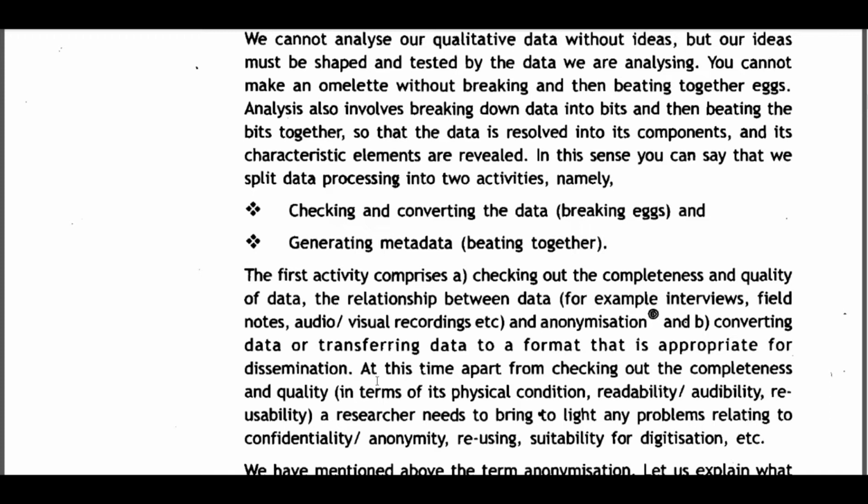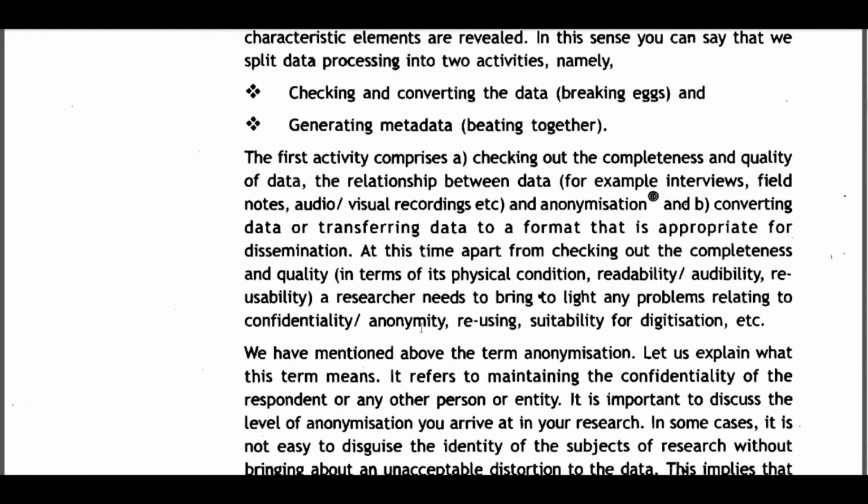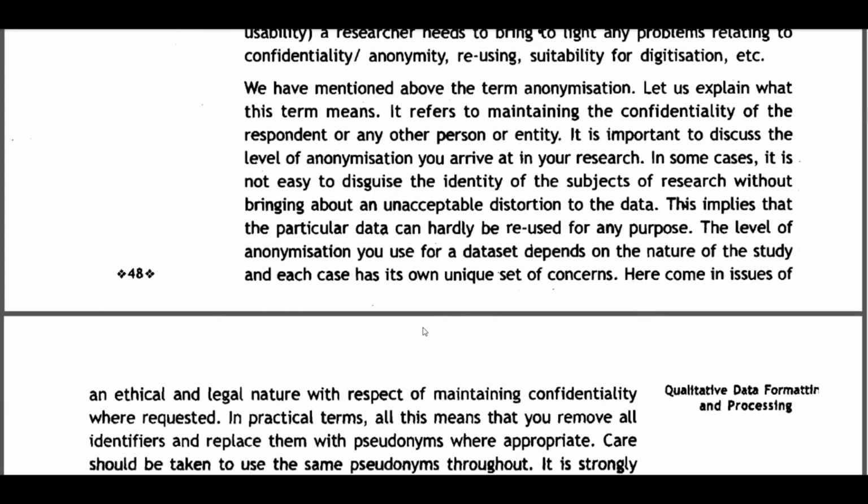At this time, apart from checking out the completeness and quality in terms of physical condition, readability, audibility, reusability, a researcher needs to bring to light any problems related to confidentiality and anonymity, reusing, suitability for dissemination, etc. We have mentioned above the term anonymization. Let us explain what this term means.